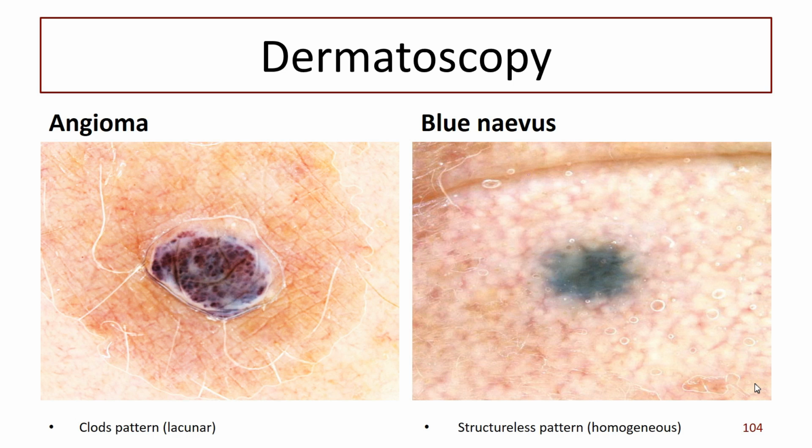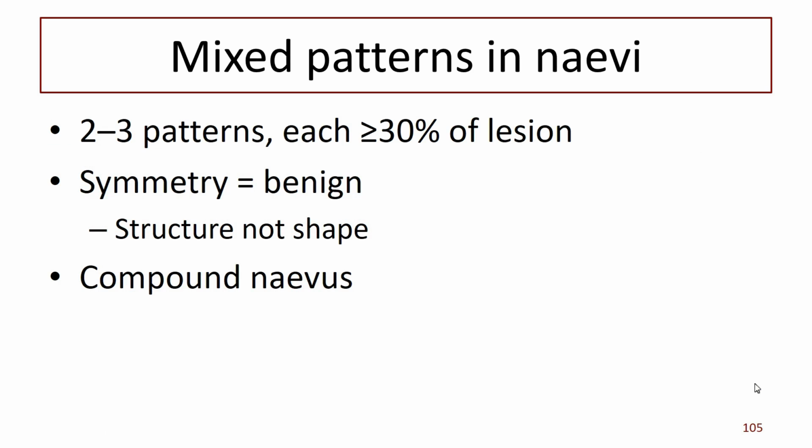Okay, next. Mixed patterns in nevi. So we would say a nevus had a mixed pattern if it had 2 or 3 patterns. But it has to be symmetrical in structure. It can be any shape you like, but the structure should be. And if it's mixed, it's going to be a compound nevus.